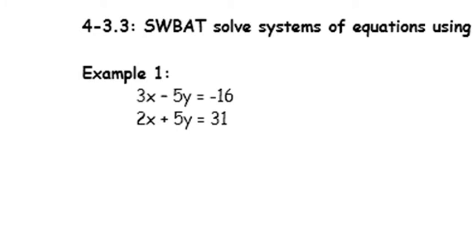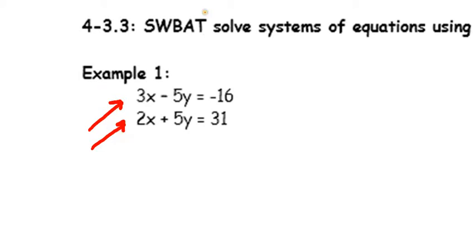when we have equations like we do here: 3x minus 5y is equal to negative 16 and 2x plus 5y is equal to 31. Both of these equations are currently in standard form. So when I have two equations, this one and this one, both in standard form, the elimination method is really helpful.